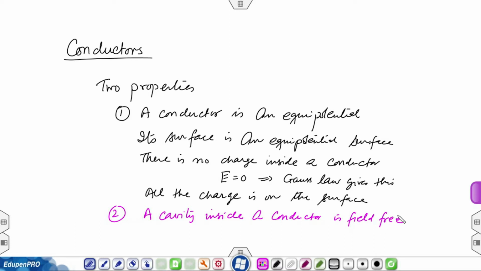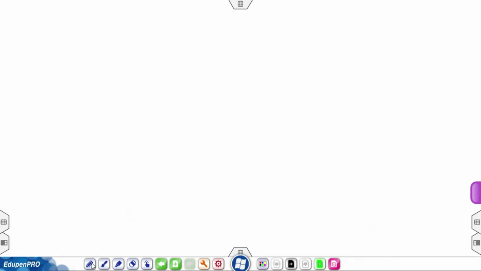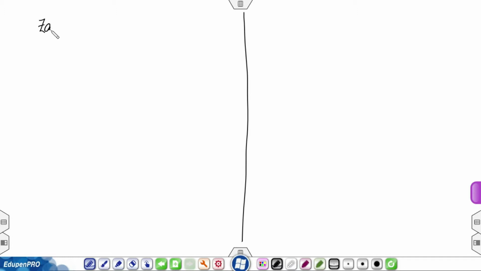So, let us start this lecture with a problem involving a conductor, and the problem that I am going to solve is from the book of Zangwill, Modern Electrodynamics. It's an example given there.